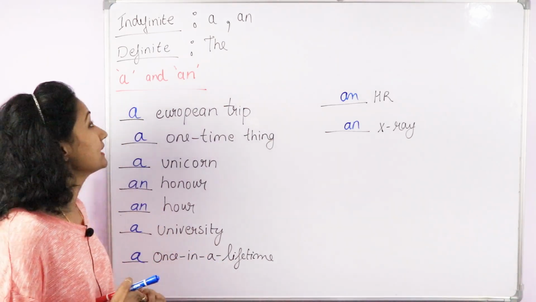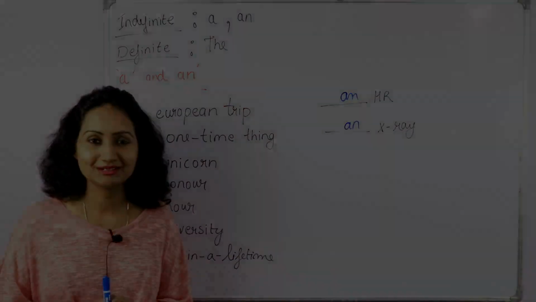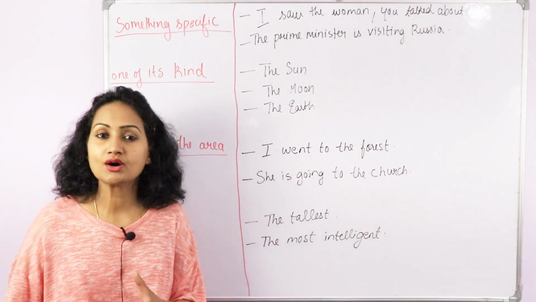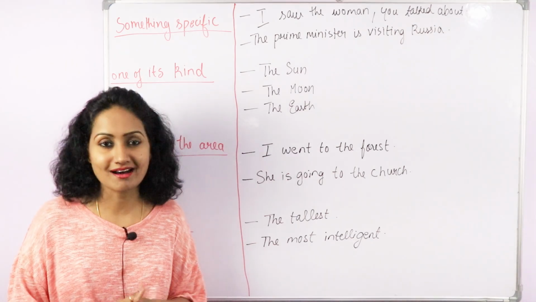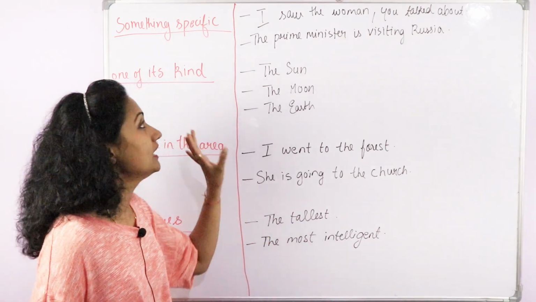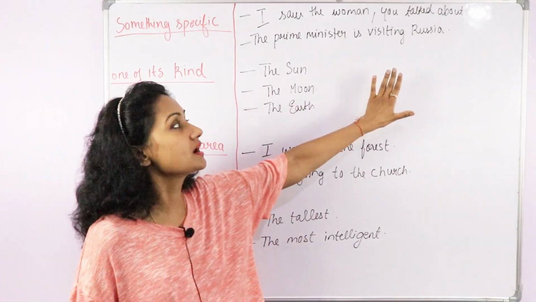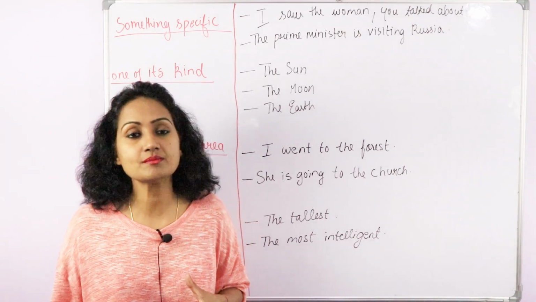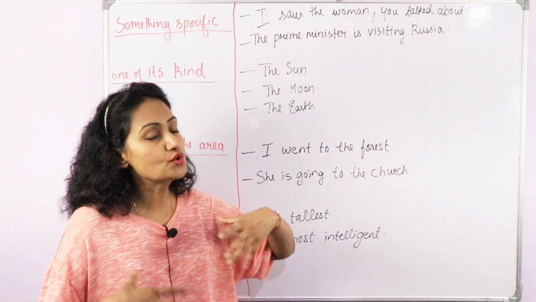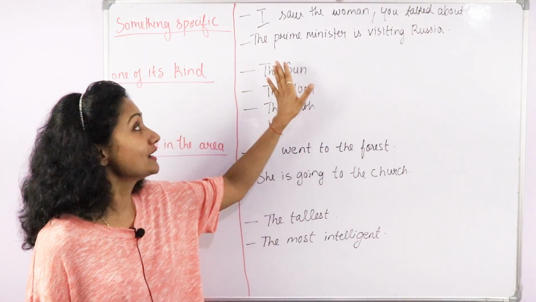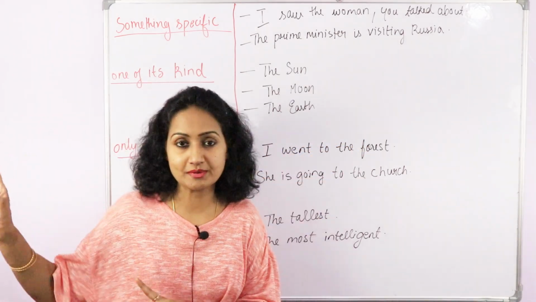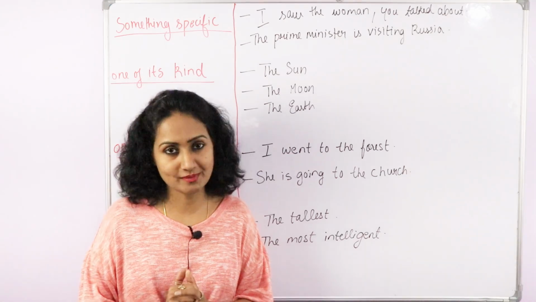Now let's look at the definite article, that is "the". The definite article "the" can be used at different places. Now let's see where all we can use this article. So first is something specific. For example, I saw the woman you talked about. So here I am talking about a particular, a specific woman, and the listener knows about her. I saw the woman who you talked about, so that woman who you talked about, the woman.